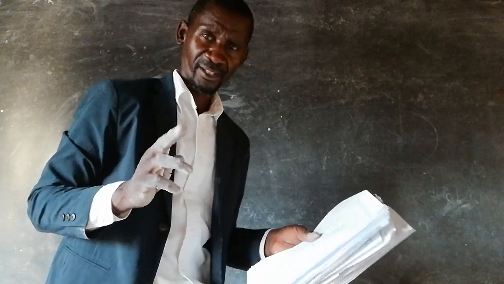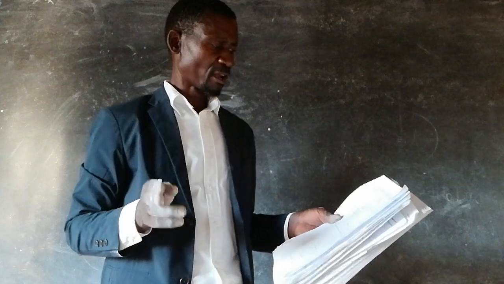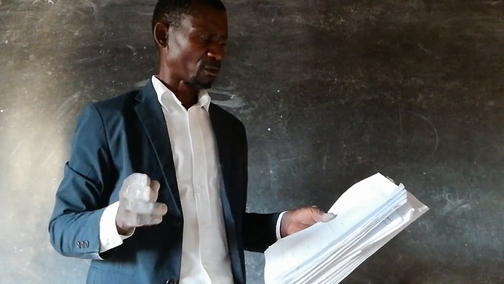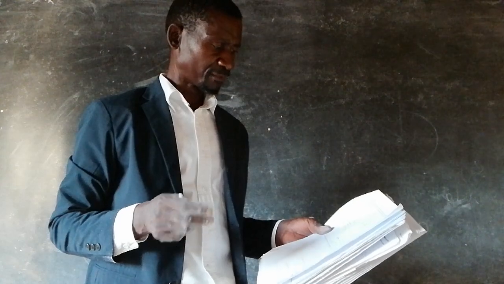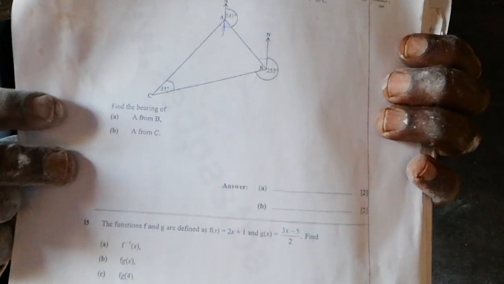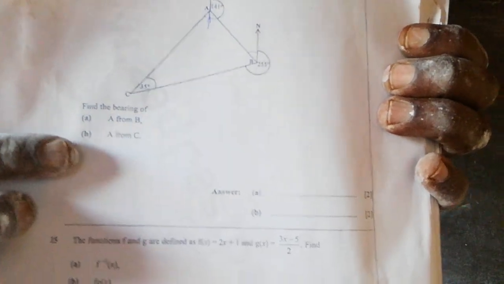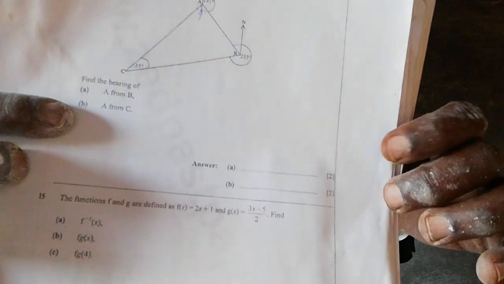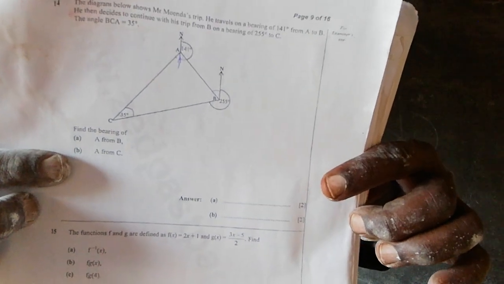Now there are two questions there, of which each is carrying 2 marks. The first one is question A, which is 14A, find the bearing of A from B, 2 marks. Question B is find the bearing of A from C. So these are the questions. Find the bearing of A from B and the bearing of A from C. And if you look at the number of marks, each question is carrying 2 marks. 2 marks are a lot of marks.